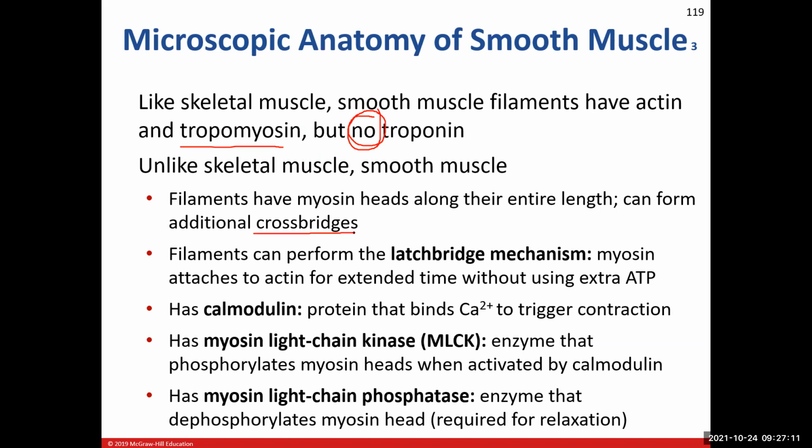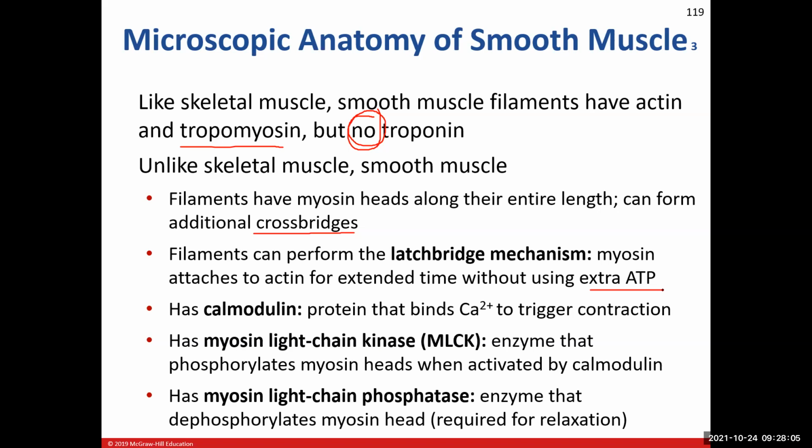But we have a new concept now when we're dealing with smooth muscle. We have this concept called the latch bridge mechanism. And this is a nice thing, because with the latch bridge mechanism, our myosin and actin cross bridging can stay connected for a longer period of time without using extra ATP. So it almost kind of locks in place for a short period of time, which is beneficial when we're trying to deal with the contractile process of smooth muscle. Once they've created that cross bridge and locked into place, we can have that contraction occur over a significant period of time without using extra energy.